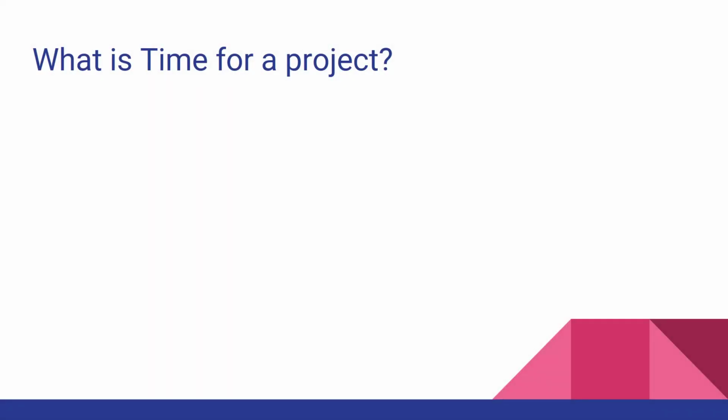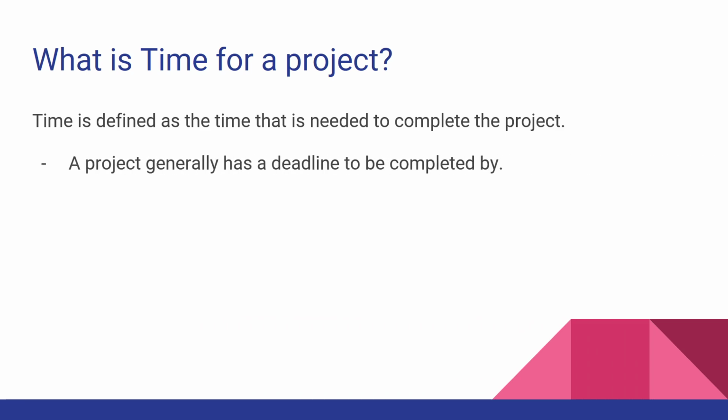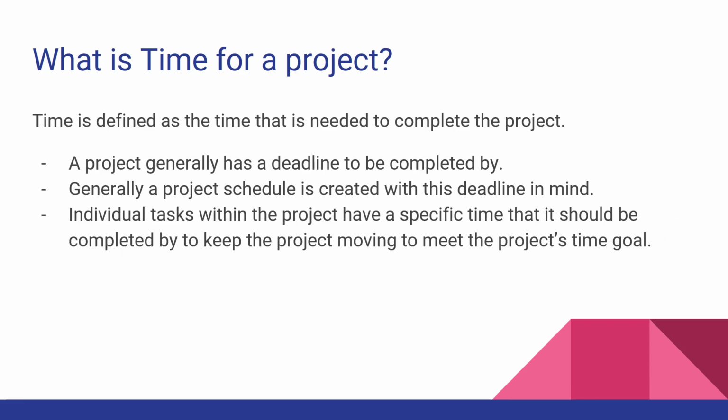The next constraint is time. What is time for a project? Time is defined as the time that is needed to complete the project. A project generally has a deadline that it needs to be completed by. Generally, a project schedule is created with this deadline in mind. Individual tasks within the project have a specific time that it should be completed by to keep the project moving to meet the project's time goal.